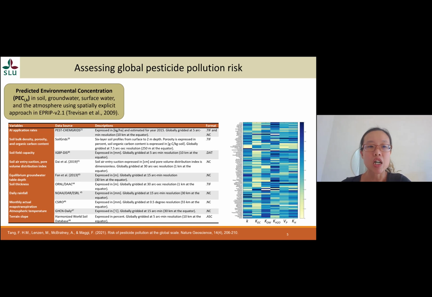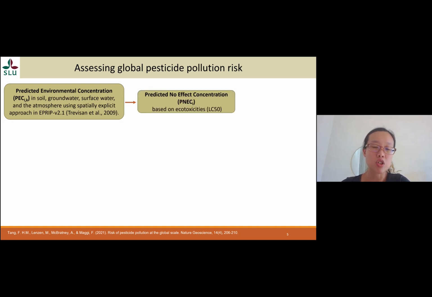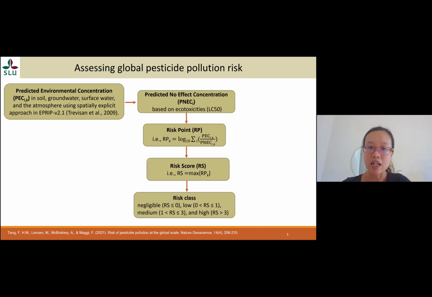After that, we calculated the predicted no-effect concentration based on the ecotoxicities of the different active ingredients, and we eventually calculated the risk point as the log-transformed ratio between the environmental concentration and the no-effect concentration. We take the risk score as the maximum of the risk points among the 4 environmental compartments that we consider. If a risk point is smaller than 0, it has a negligible risk, and the higher the risk score, the higher the risk.